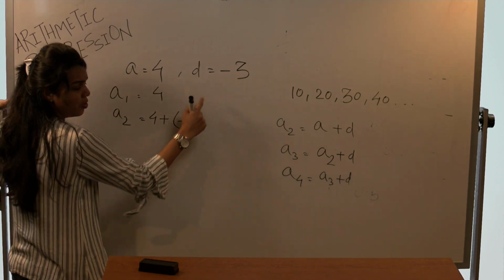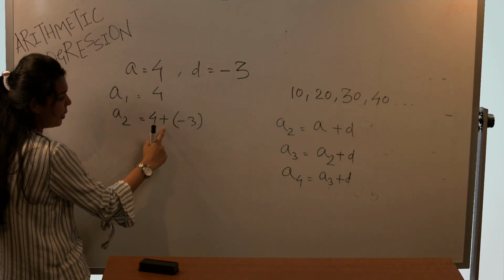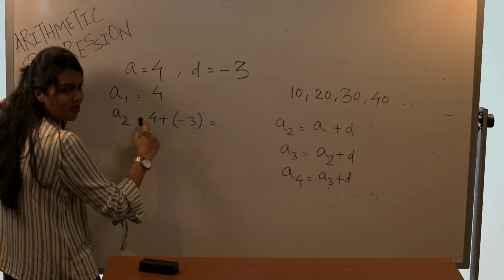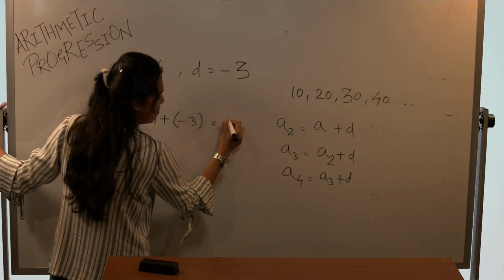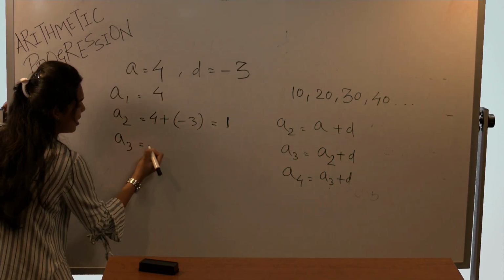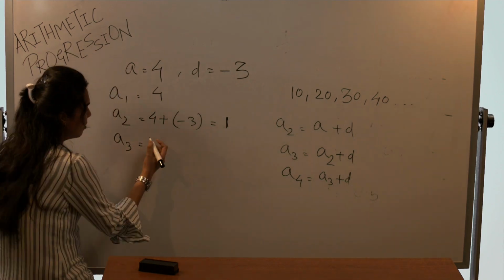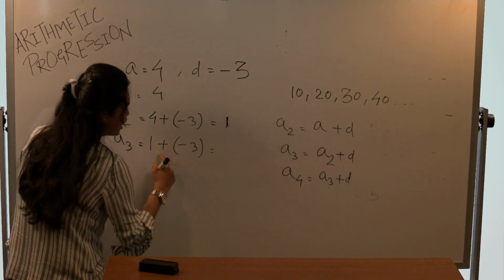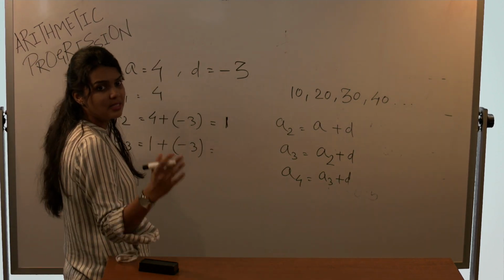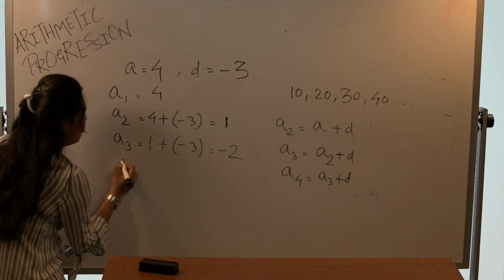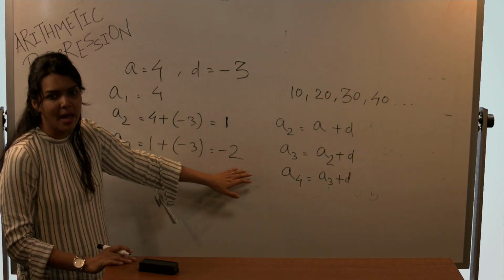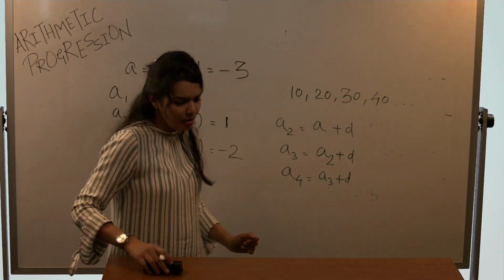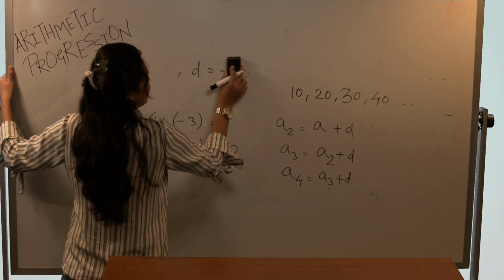Don't forget the sign. Don't forget its companion. 4 plus difference, you have to add, and the number is minus 3. This plus minus will get minus. So 4 minus 3 will become 1. Now A3 is equal to... what is the preceding term? 1 plus add the difference again, minus 3. This plus minus will get minus. 1 minus 3 is minus 2. And fourth term I leave for you to calculate: minus 2 minus 3, which is nothing but equal to minus 5.